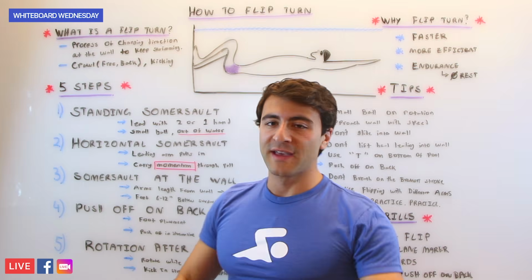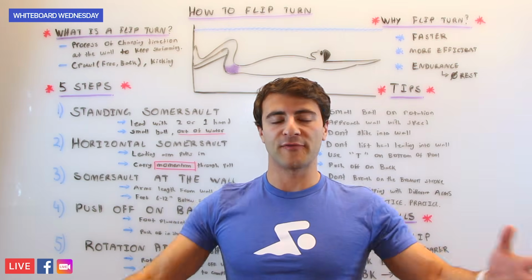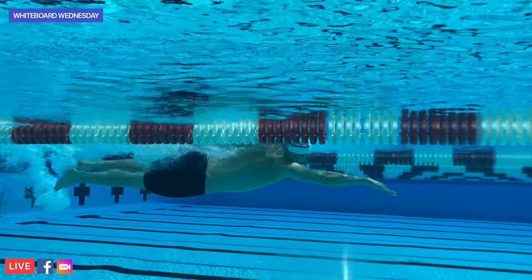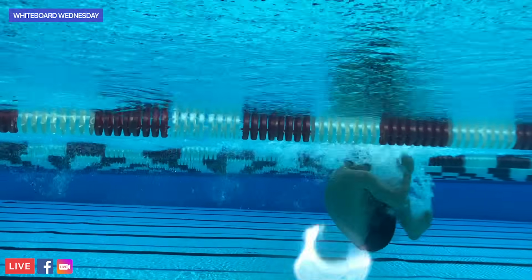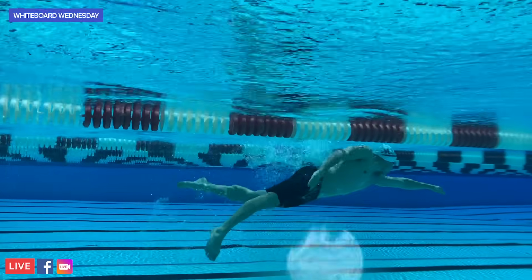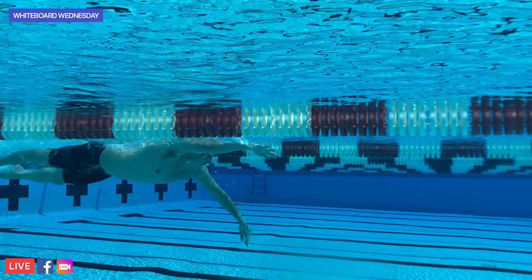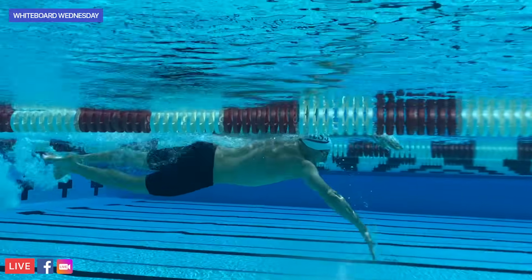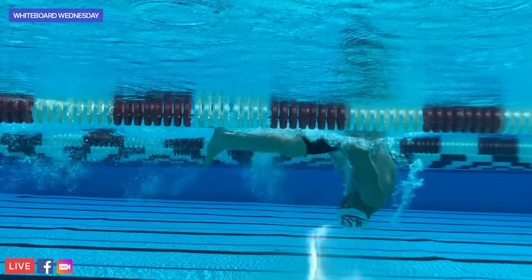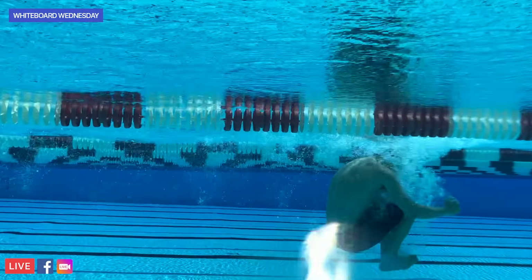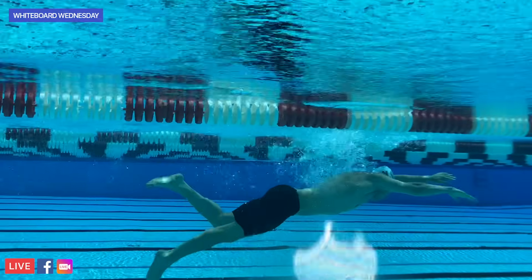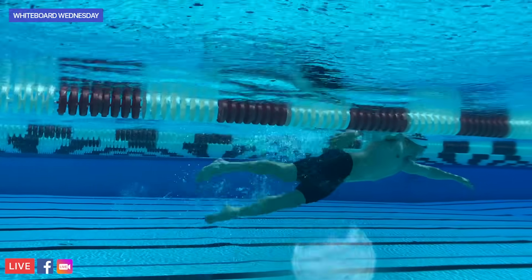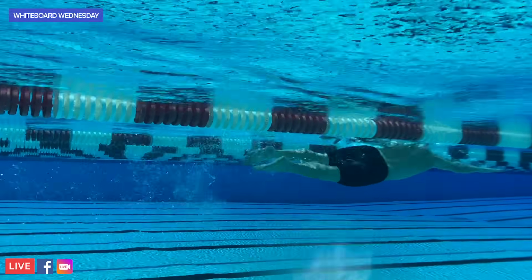Now step 2, you're still not at the wall. You're floating in the surface area of the water, you're away from the wall, and you're gonna focus on doing a somersault while you're horizontal on your stomach. And what you're gonna do is take 3 strokes freestyle, and on the 3rd stroke, your arm is going to pull you in and lead you into the flip, just like you were practicing when you were standing vertical.